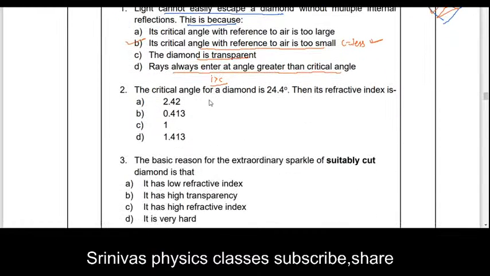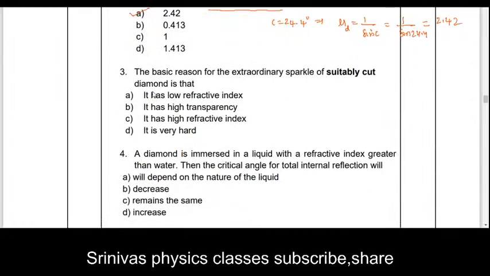The second question is: the critical angle of diamond is 24.4. They are asking for the refractive index of the diamond. Refractive index of diamond formula is 1 by sin C. 1 by sin 24.4, you will get 2.42. Already you know the diamond refractive index. Yes. Next, let us go for the next question.